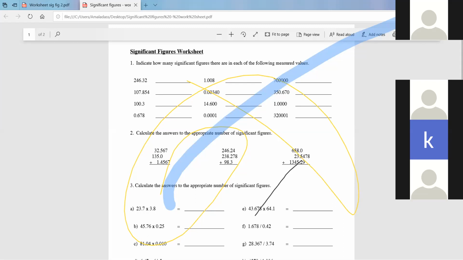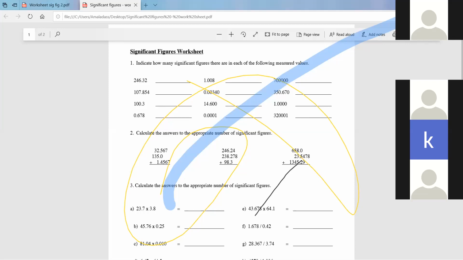26.8378. Okay, so what is the least decimal place here also? 658.0. So only one decimal place you should represent the answer. So what should be the answer now, in scientific way of writing?